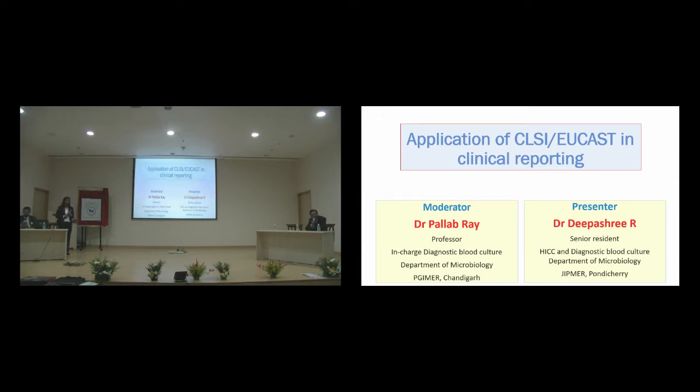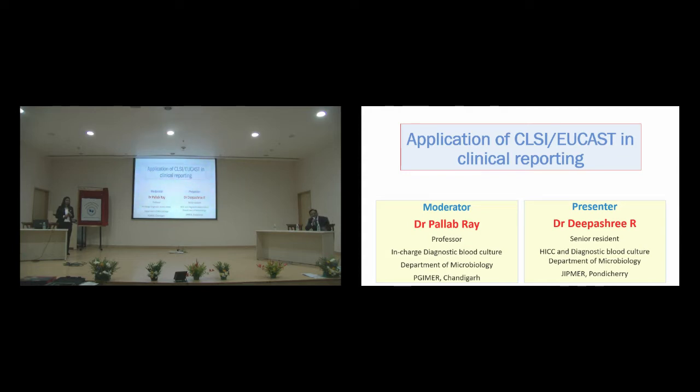And truly speaking, the CLSI method is not a very easy thing. It has lots of confounders and lots of places where things can go wrong. And we in PGI shifted over to CLSI from our old modified Stokes method pretty late, somewhere in the mid-90s. And we were always being criticized by many people who used to come as examiners: oh, you are still doing the Stokes method. We have shifted over to CLSI long back.